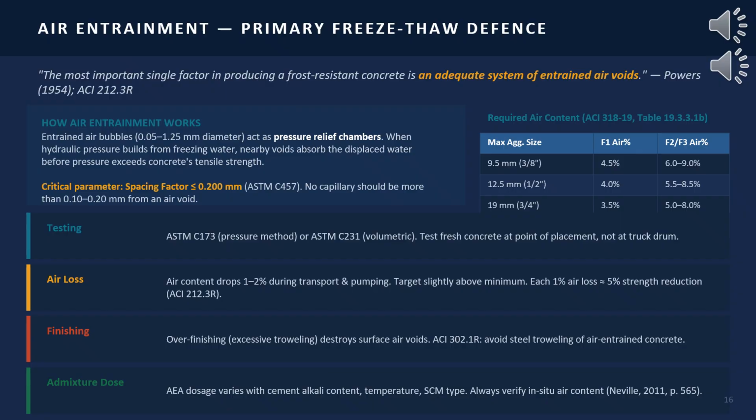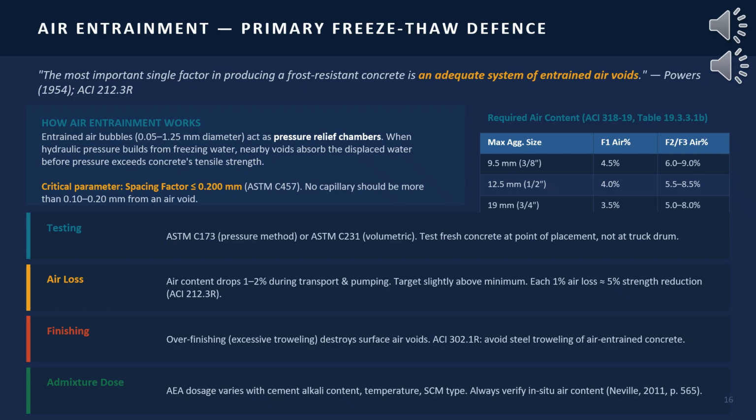Okay, so now since we know what freezing and thawing can do to concrete, let's discuss the best defense mechanism that we have got. Now, according to ACI Committee 212 and T.C. Powers, air entrainment is the single most effective technology we have for protecting concrete against freeze-thaw damage. Let me make sure you understand both the physics and practical requirements. So how does it work?